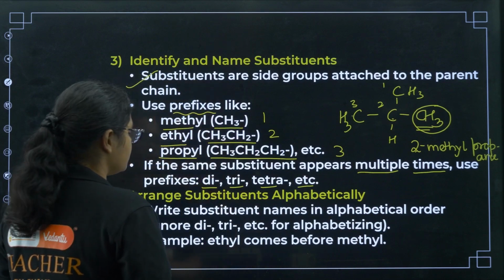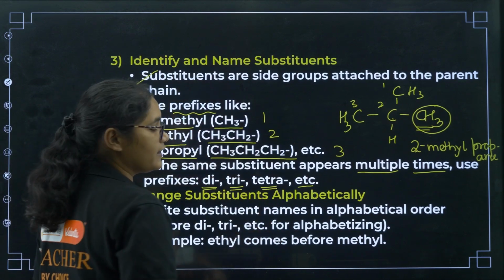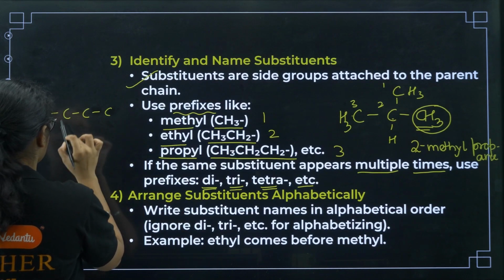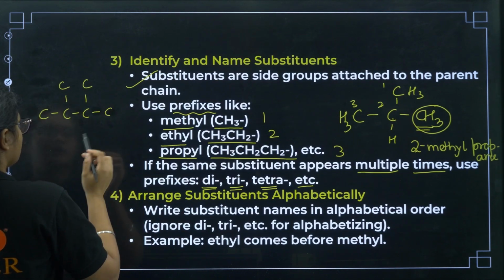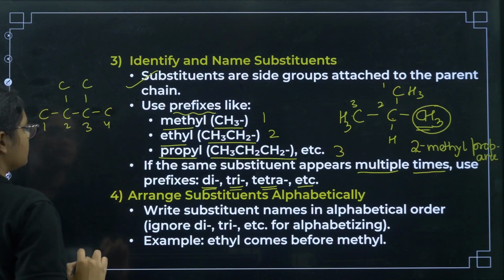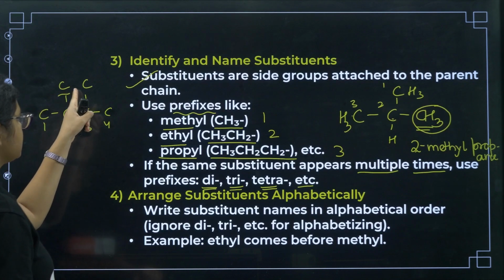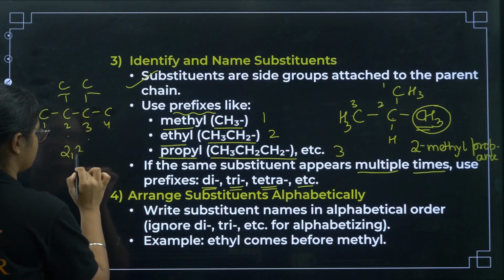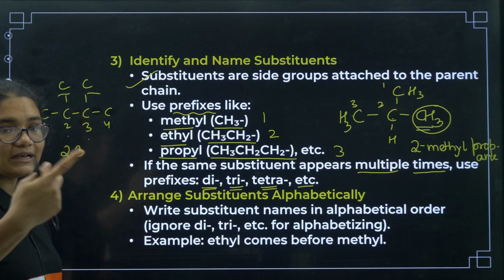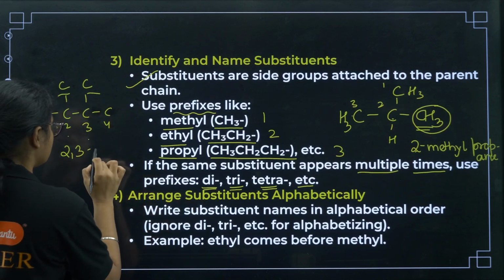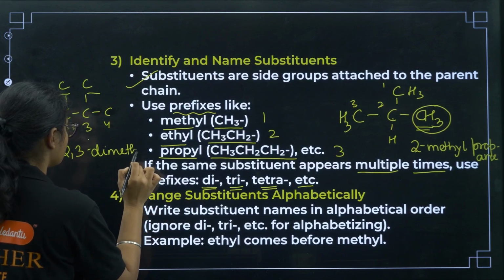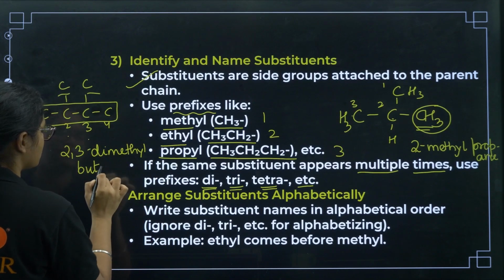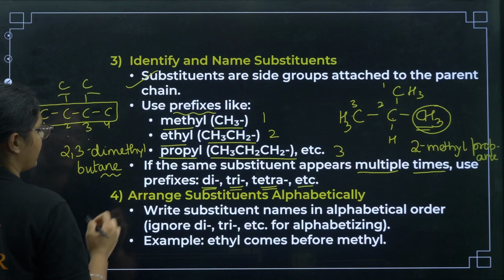Now similarly, you can use di, tri or tetra as prefixes. For example, if I have a compound like this, as you can see, this is the longest carbon chain, a 4 carbon chain, and I have the same substituent on the second carbon and the third carbon. So first you will write the positions 2, 3. Now you would write methyl 2 times, but instead of that we write 2, 3 dimethyl. Next, what is the number of carbons? Four carbons, so we use the word but, and then ANE.